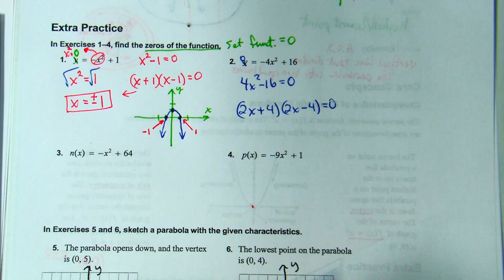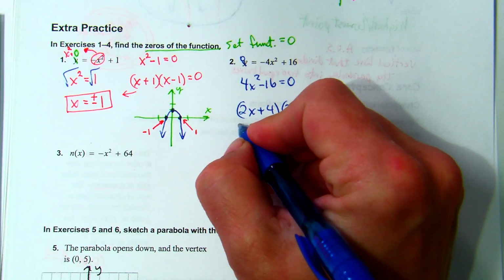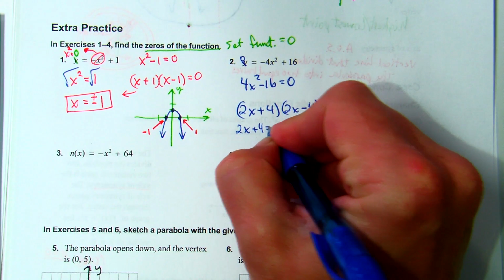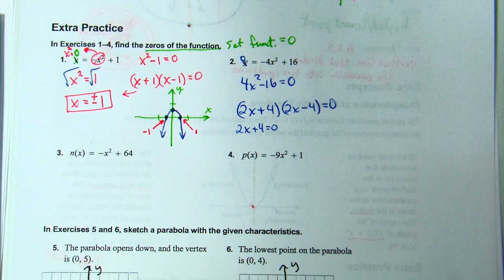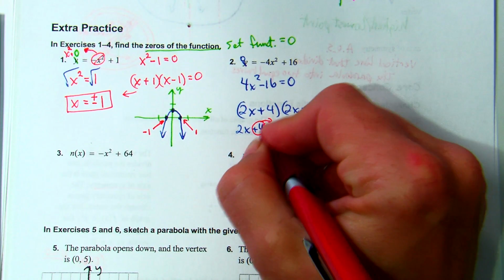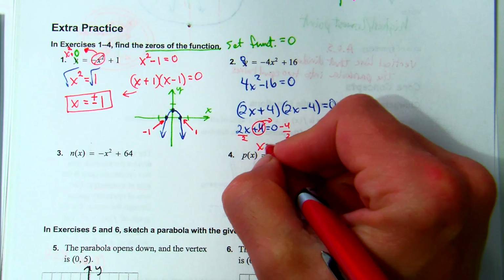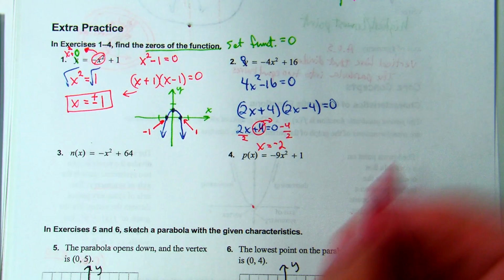Again, still equaling 0. Okay. We're going to set these both equal to 0. I'm going to do 2x plus 4 equals 0. I'll move this 4 across to the other side, so I'm going to take that across. That makes it negative. I'm going to divide by 2, and then I'm going to get x equals negative 2.